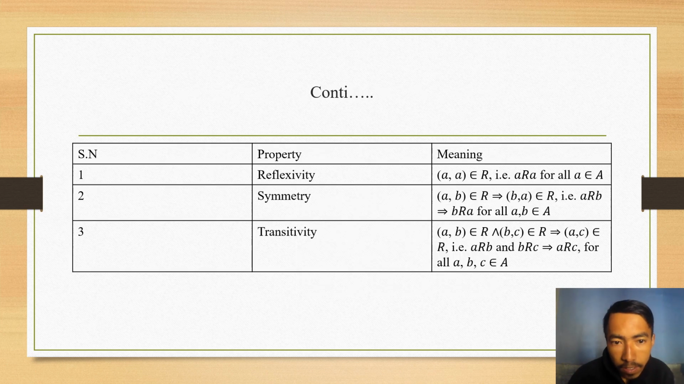Then we summarize these properties. Reflexive means (a, a) belongs to R, that is aRa for all a belongs to A. Symmetric means (a, b) belongs to R implies (b, a) belongs to R, that is aRb implies bRa for all a, b belongs to A. And transitive means (a, b) belongs to R and (b, c) belongs to R implies (a, c) belongs to R, that is aRb and bRc implies aRc for all a, b, c belongs to A.